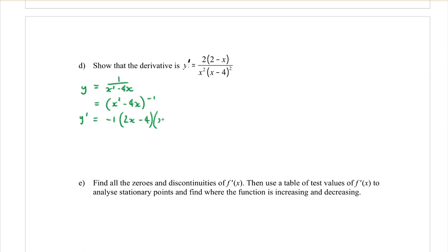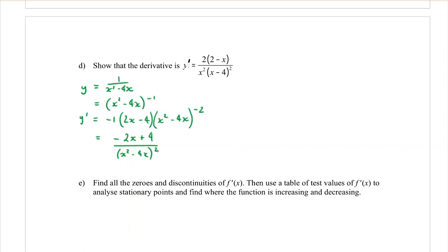Then the original bracket, the x squared minus 4x, stays in there, but I have to subtract 1 from the power. -1 take away another 1 will be -2. Okay, then I want to put that back into a form that's a bit more useful to me. That negative power, I want to put that back on the bottom of my fraction. So I'm going to have a negative, and I might expand that through. How about -2x plus 4 on the top over x squared minus 4x to the power of +2.